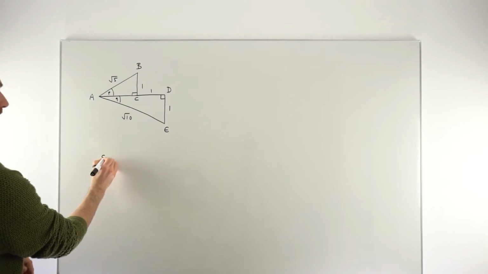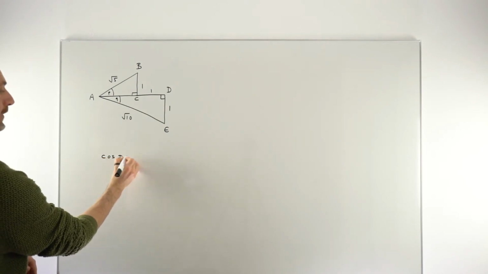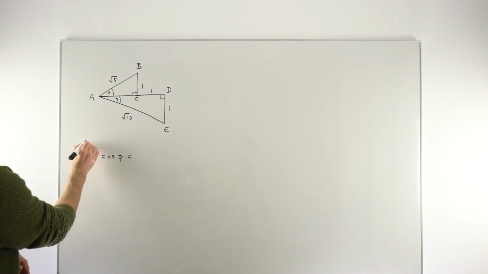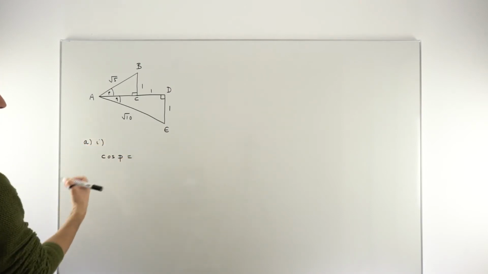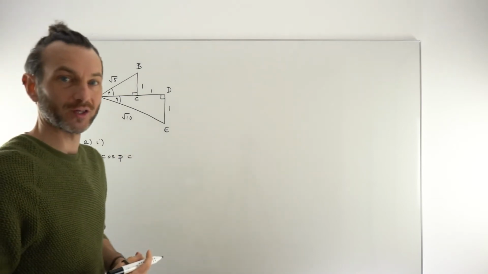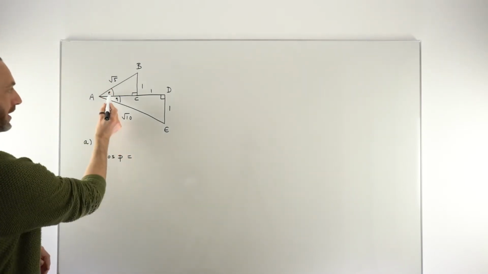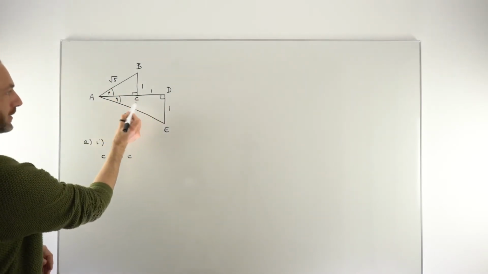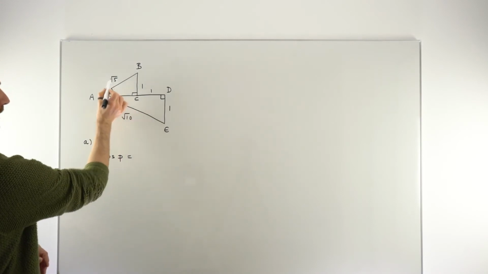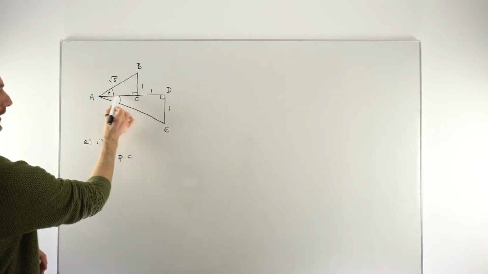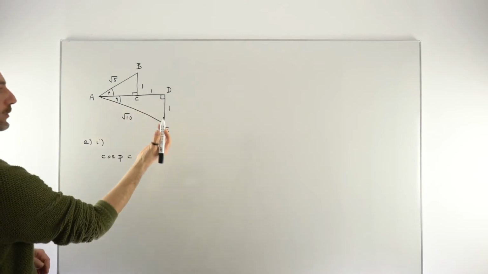So if we want to find the cosine of P, this is part A, part 1. We're just going to be using SOHCAHTOA. So cosine is adjacent over hypotenuse. Looking at our reference angle, adjacent is this side here over hypotenuse. We don't have the adjacent side. This is missing. We're going to have to use Pythagoras.